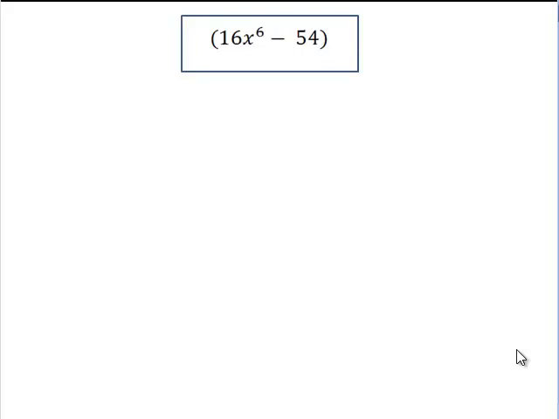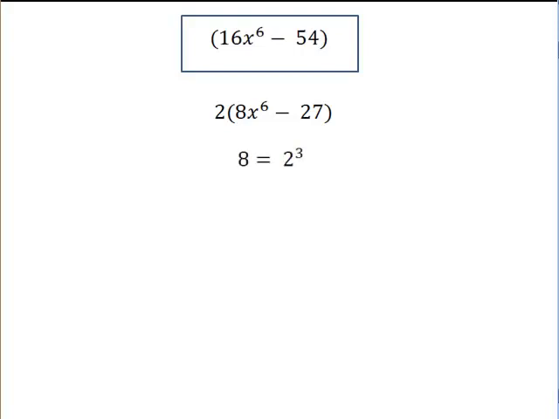cubes. 16 is not a perfect cube, and 54 is not a perfect cube, so this is not the difference of cubes. However, don't forget the first rule of factoring. You always look first for a greatest common factor in all the terms. And in fact, this does have the greatest common factor 2. When we factor the 2 out of the binomial, we get 2 times 8x to the 6th minus 27. And 8 and 27 are perfect cubes.